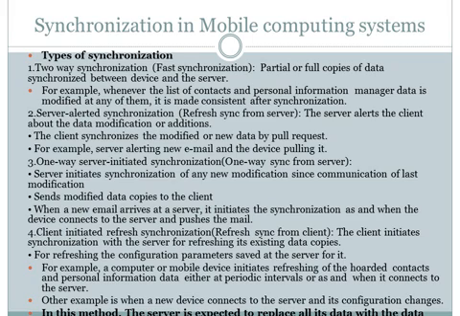So in two-way synchronization, either partial or full copies of data are synchronized at either end. If there is any change in data at the server, that is updated at the client. If there is any change in data at the client, it is to be updated at the server. So both ways. That is two-way synchronization.